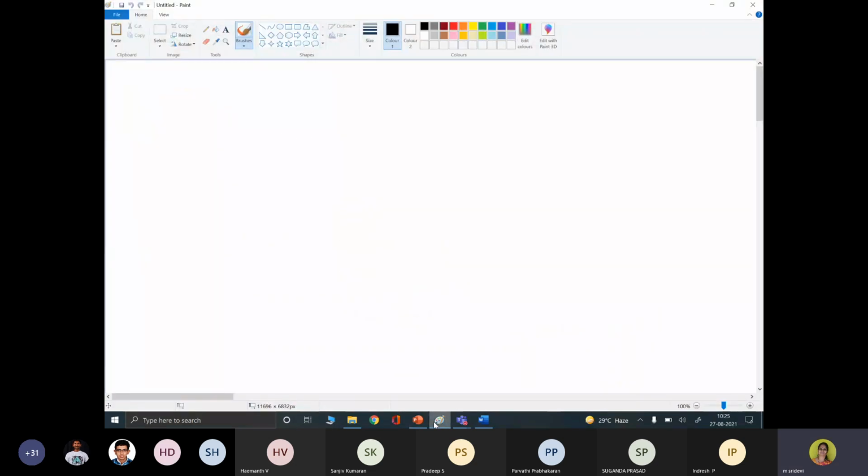So you can draw a circle. I'm using Paint and I'm drawing a circle. If you draw the circle, you can see the inside portion is not colored. You can only see the outer edges of the object. To color it, you can use a fill color and color it with whatever color you want.